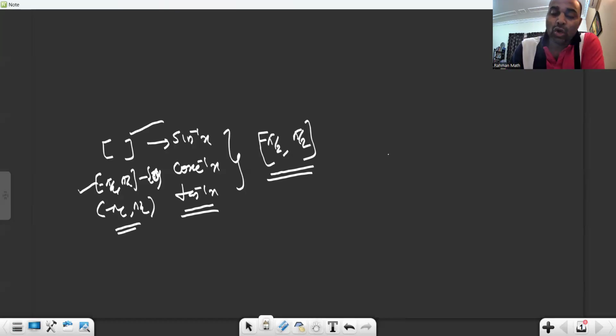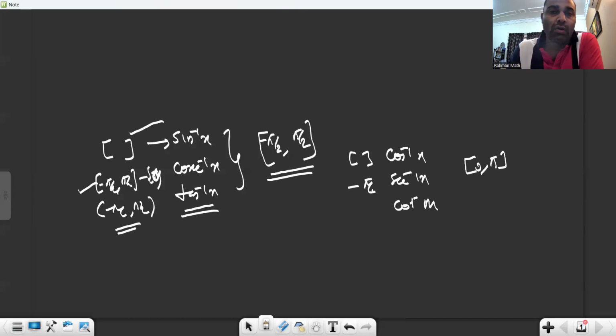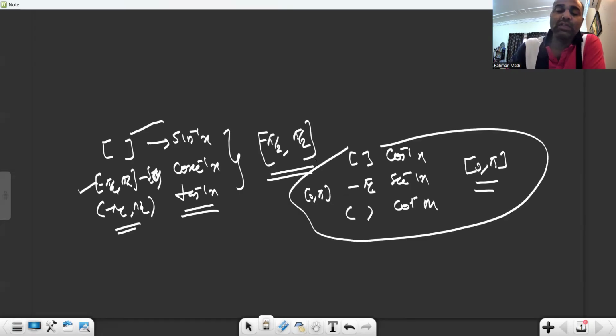And the remaining three are cos inverse x and its reciprocals, sec inverse x and cot inverse x. These lie between 0 to pi with a certain restriction. Here it is a closed bracket, except pi by 2, and for the other it is an open bracket, 0 to pi. Here it is 0 to pi except pi by 2. Don't forget this.